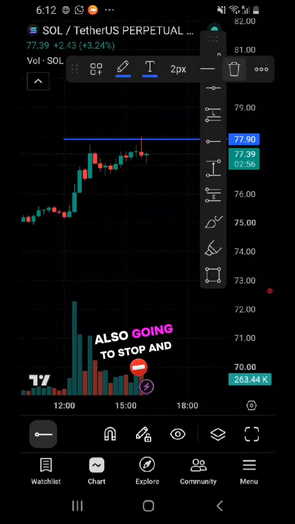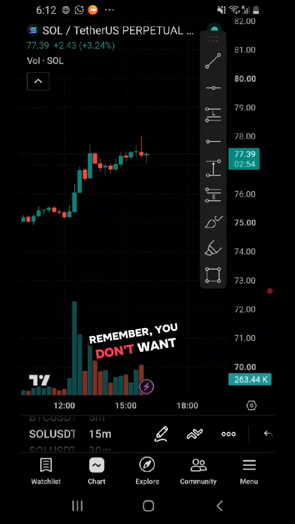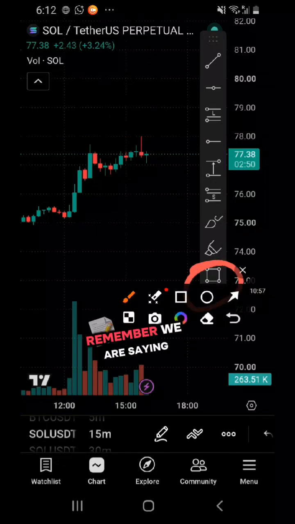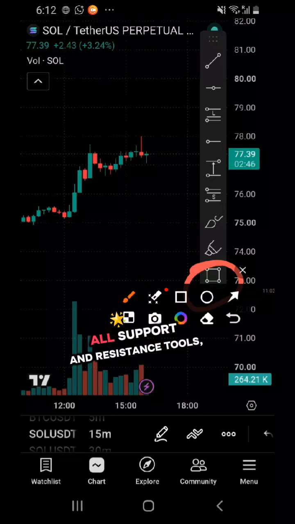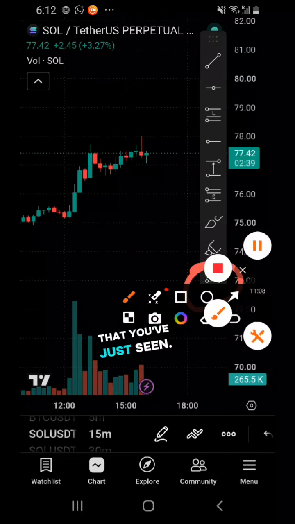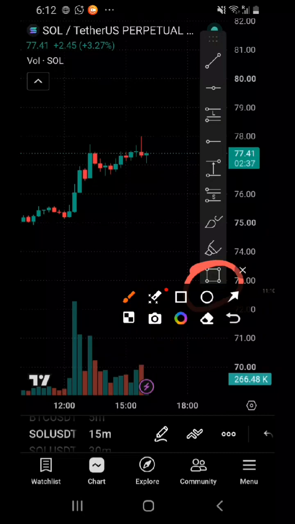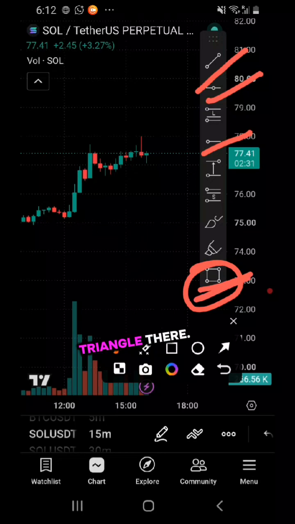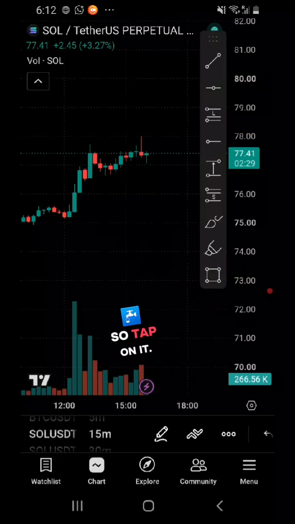We are also going to tap and remove them. Remember, you don't want to keep a busy chart. We are learning. Remember, we are saying we are going to first draw key zone tools, all support and resistance tools, the tools that help us to draw key zones. Those are the ones that we've just seen now. The trend line, the horizontal line, the horizontal ray, and now we are going to see this triangle there. So tap on it.